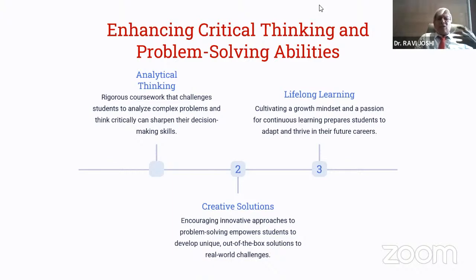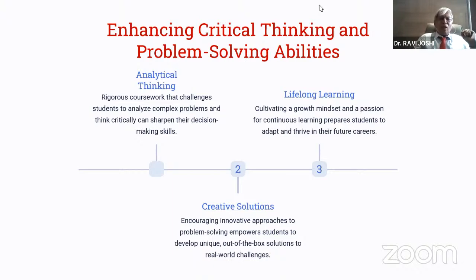This is the demand of the work, because problem solving abilities are very, very important. Even encouraging innovative approaches to problem solving empowers students to develop unique, out-of-the-box solutions to real world challenges. This is again applicable to all domains. Nowadays, we talk about a lot of organic medicines, organic food. So we require a lot of creativity in that.